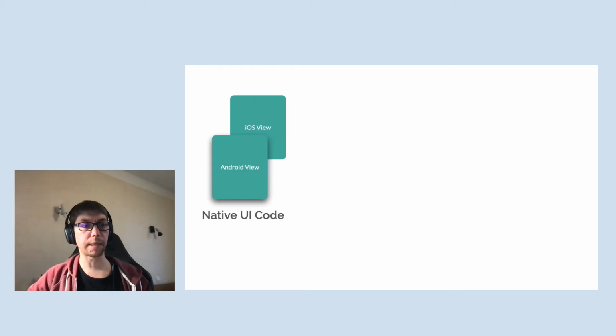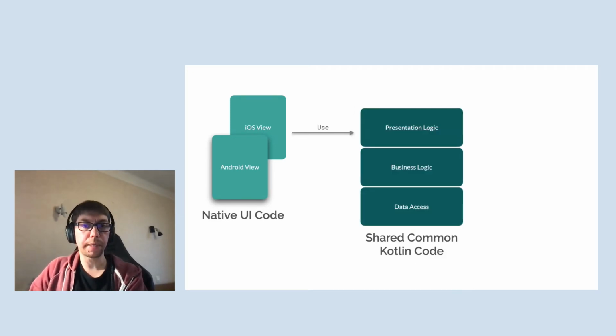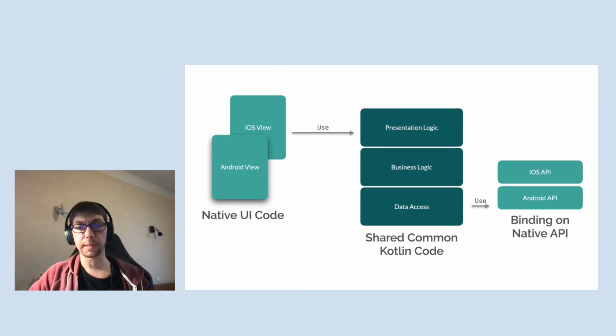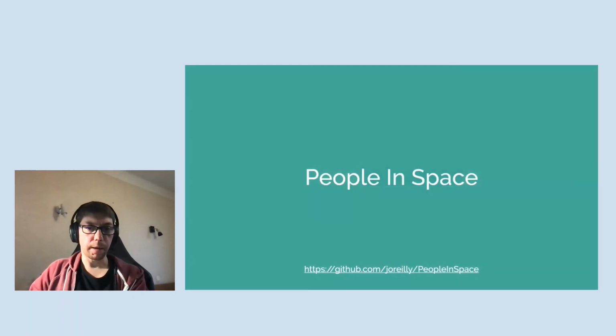The big picture around that is that finally you can still use your native UI code and use your library that is shared in common Kotlin code. Everything, presentation, business, data access, and then finally everything will be bound back to a native API for you. That is super interesting because finally you keep your native stack, your native UI code, and then you begin to work really with a common shared library. I like to play with one well-known KMM sample application, People in Space, made by John O'Reilly.